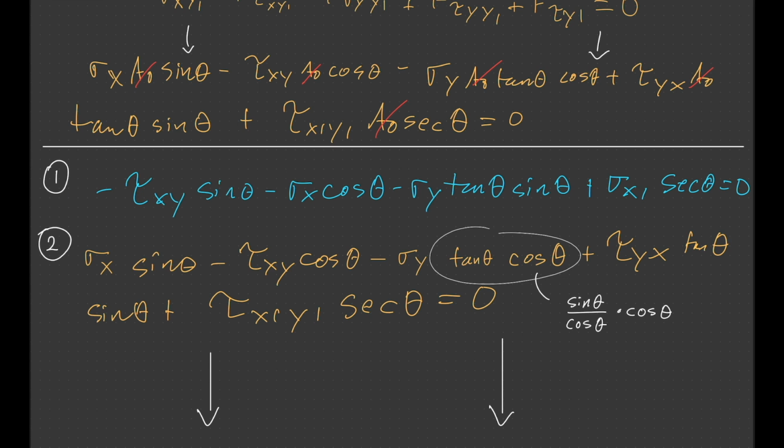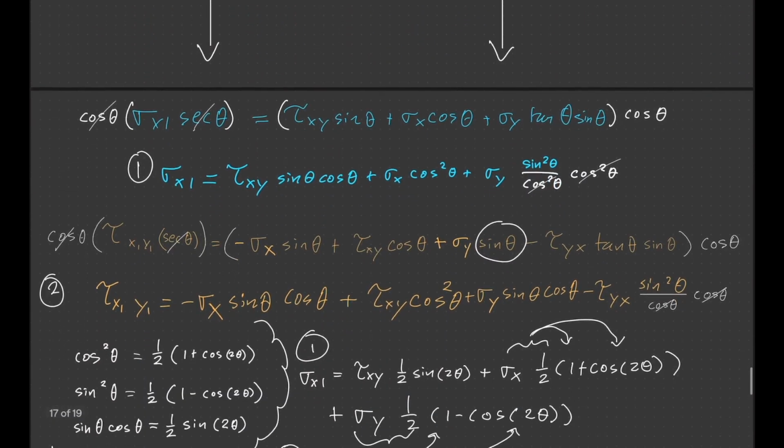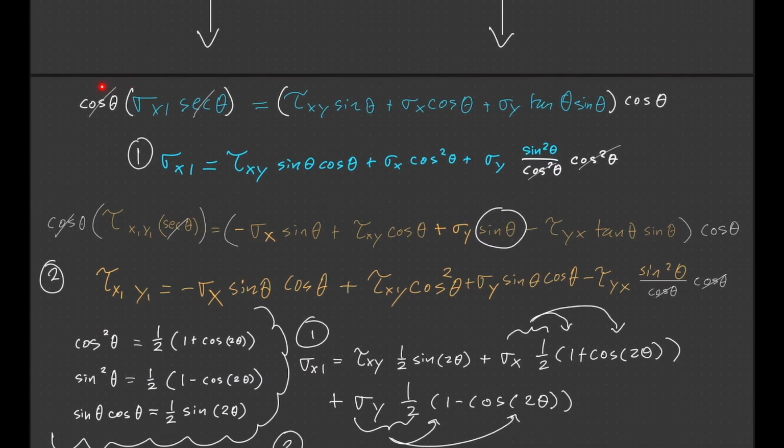And I want to do a little bit of extra simplification where I can, just to make this a little bit easier. And so I see this tangent theta times cosine theta. So we know that sine theta over cosine theta is tangent theta. So times cosine theta, these cosine thetas will cancel each other out. And we get this new equation right here. So this new equation on the top, okay? And this new equation here.